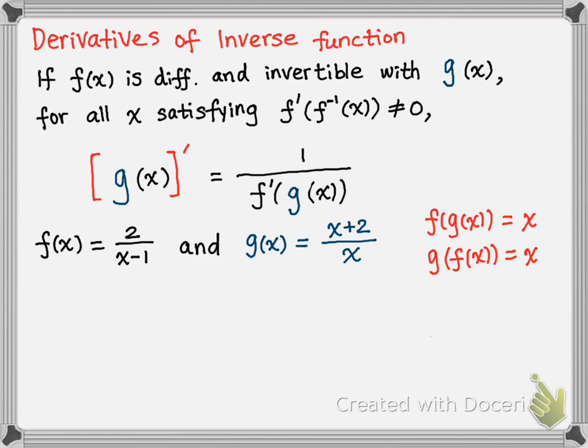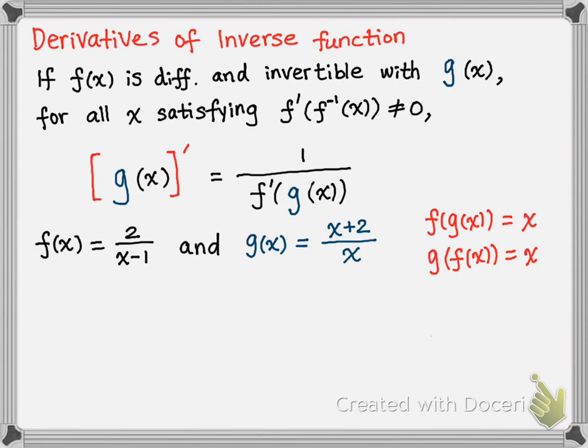Now, try not to confuse and think, what if f of g of x gives you 1? Are they inverse of each other? The answer is no, because the definition is it gives you x itself back. Then it's an inverse function. So try not to make this mistake. So now we know these two functions are inverse of each other. How do we take advantage of the derivative of the inverse function to compute the derivative?